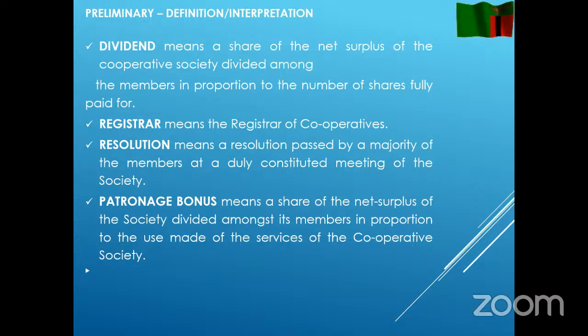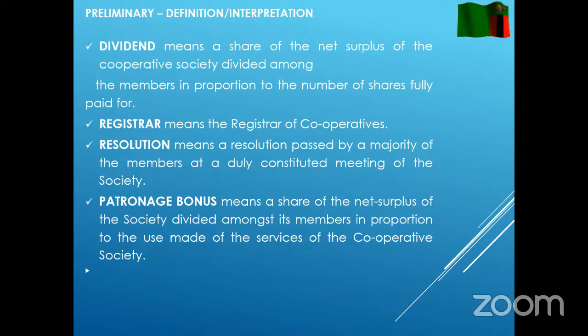This is a decision made by the majority of the members at a duly constituted meeting. Now, these words are used deliberately. The majority of the members at a duly constituted meeting.